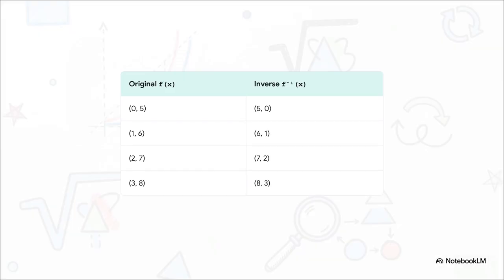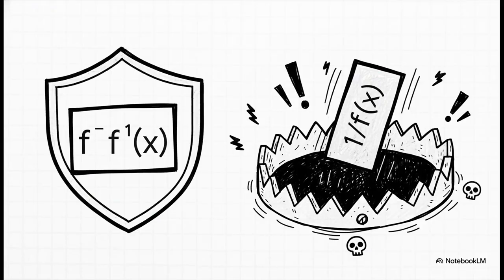That's it. Take a look at this table. It makes it super clear. In the original function, an input of 0 gives you an output of 5. Now, look over at the inverse function, an input of 5 gives you an output of 0. See that pattern? The x and y values are literally just trading places. 1 becomes 6, so in the inverse, 6 becomes 1. It's that straightforward.